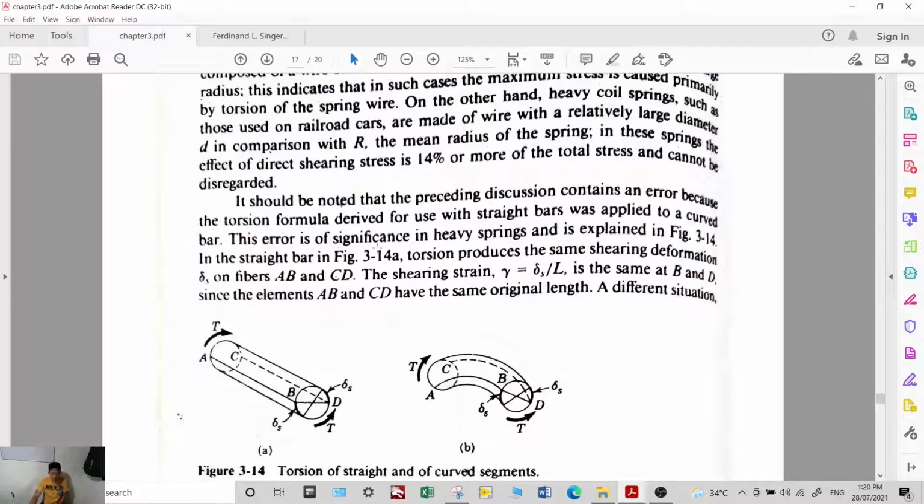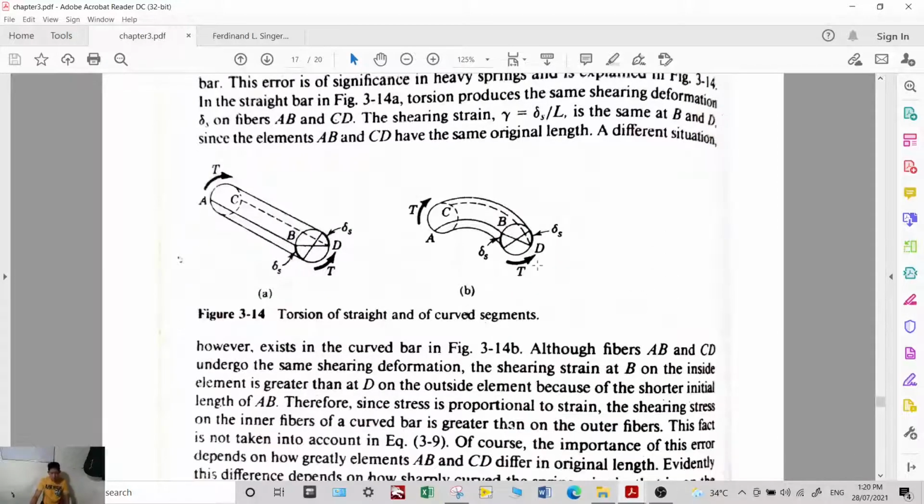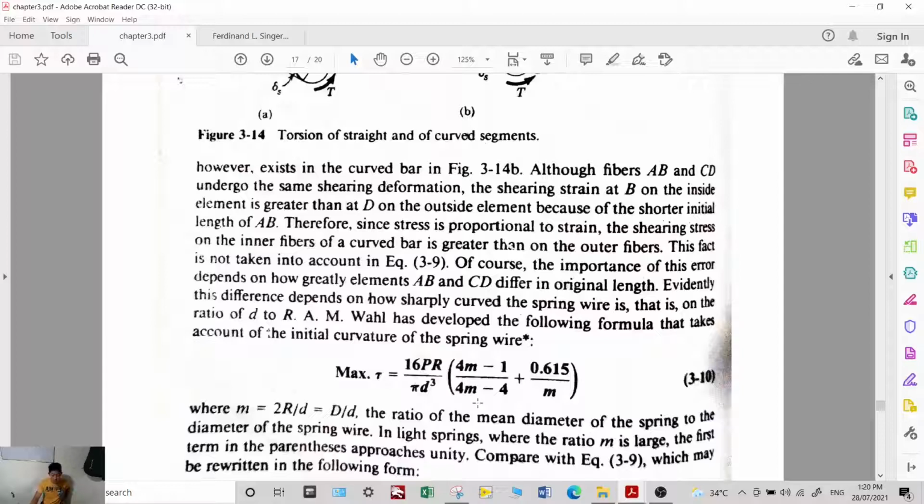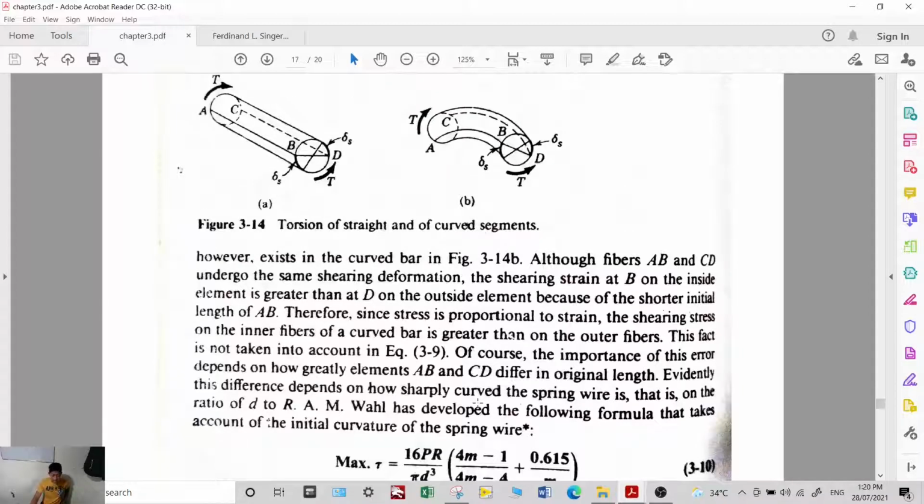So there is error. This error is of significance in heavy springs. To account for the curvature of the bar in your spring, Wahl has developed the following formula that takes account of the initial curvature of the spring wire.